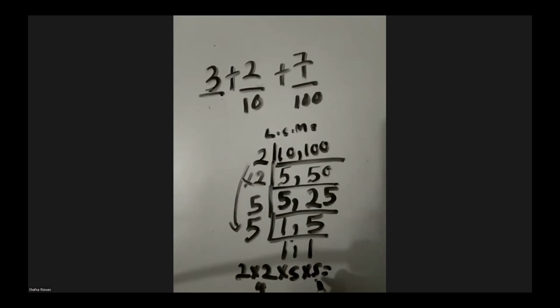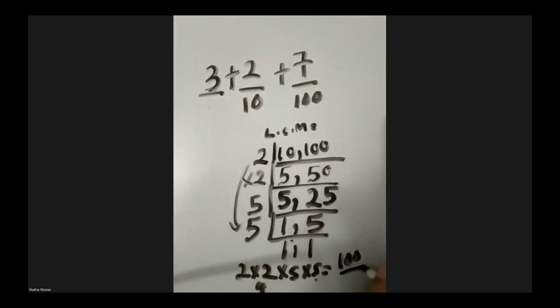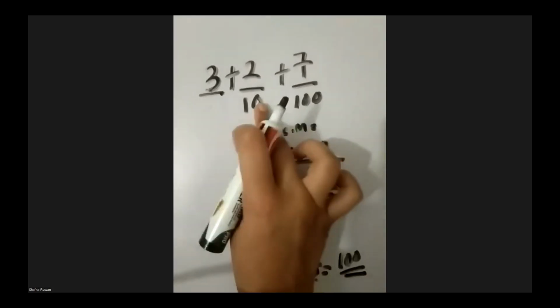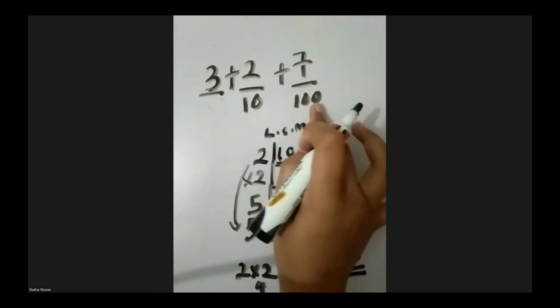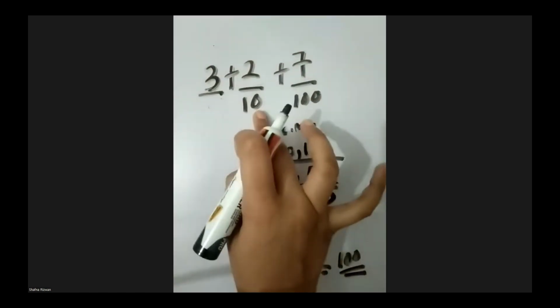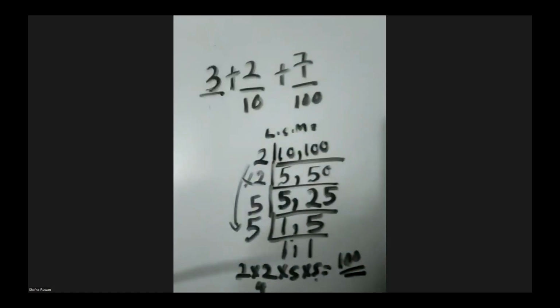20 into 5 is how much? 100. Okay. So what's your LCM? That is 100. Now you have to make everything 100. This is already 100. Don't worry. Take this. How can you do that?